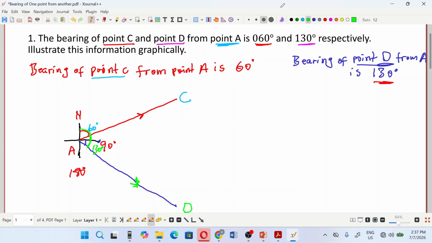Remember, both points are coming from the same particular point. We say point C from point A, and then point D from point A. Right? Guys, please, I hope that makes sense.